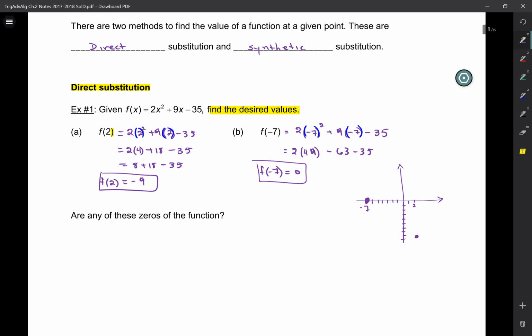So now, the next question is, are any of these zeros of the function? Right. Because at x equals negative 7, we got 0. That's where the graph would hit the axis. Right? So it says 0 there. So this is going to look like this. It's going to come down, and then it's going to go back up. Okay? So x equals negative 7 is a 0.